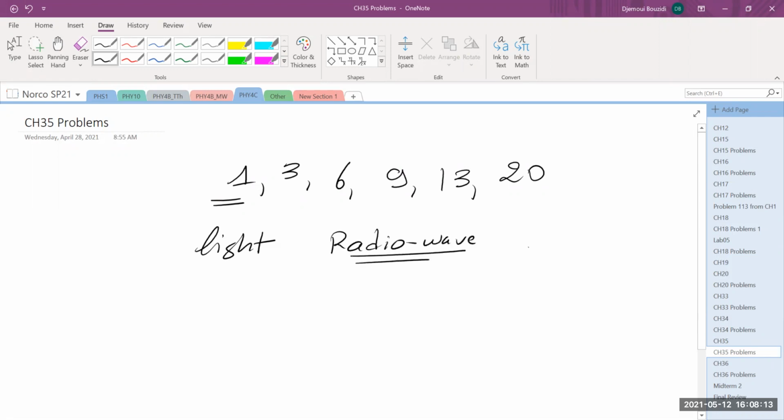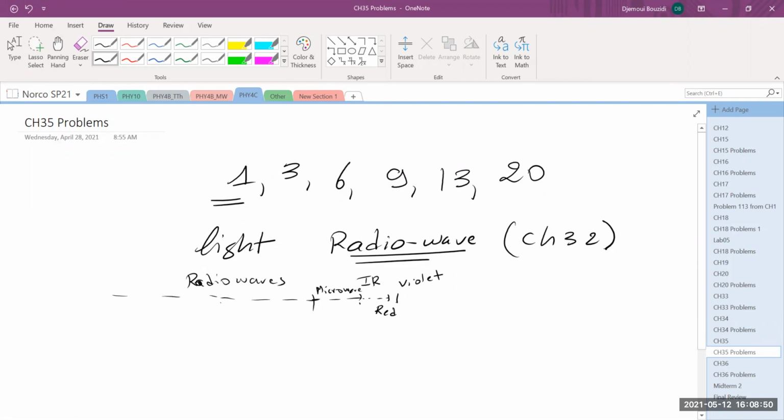Again, this idea is coming from chapter 32, where the electromagnetic wave spectrum has the visible light in this range. So this is the red, and this is the violet, and all the colors of the spectrum that we see are in that range. On this side you have the infrared, followed by the microwave region, and then the radio wave. So the radio wave is actually a very long zone. It's somewhere in here.